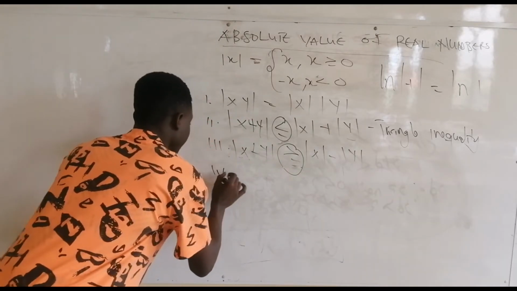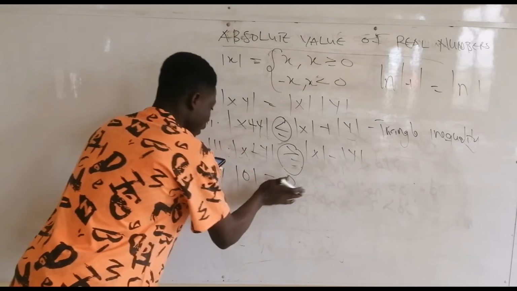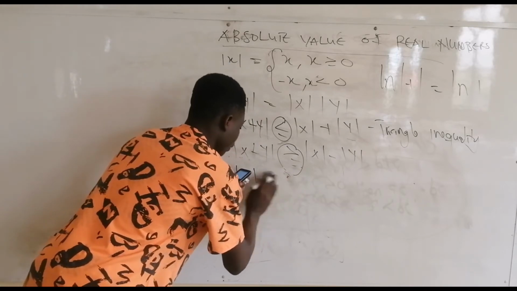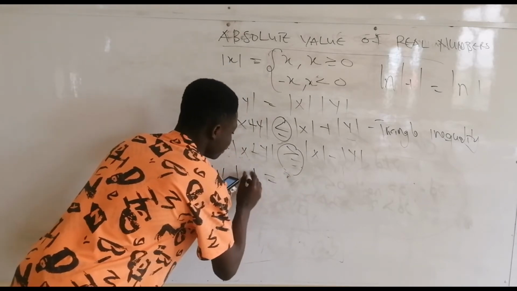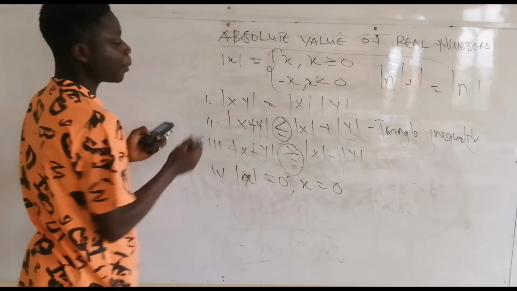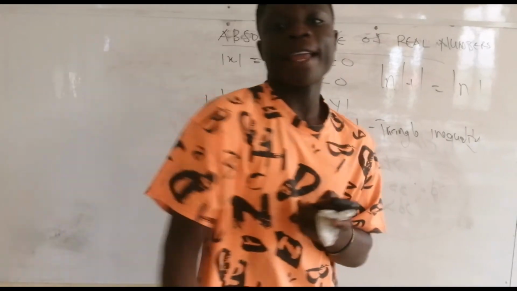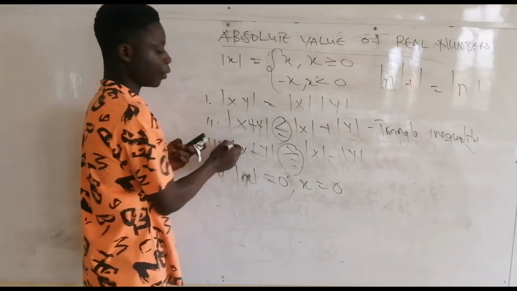And note this, the absolute value of 0 is 0. So the absolute value of x is 0 when x is equal to 0. So these are the properties under the absolute value, and you should know these off hand, right? So we have 1, 2, 3, 4, 5.